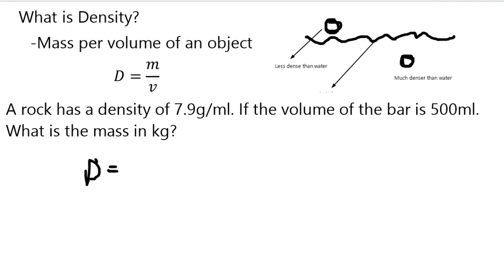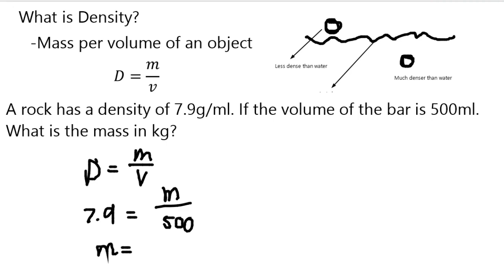A rock has a density of 7.9 grams per ml. If the volume of the rock is 500 ml, what is the mass in kilograms? Density is equal to mass over volume. So our density is 7.9 and our volume is 500 ml. Cross multiplying, we get 3,950 grams as our mass.